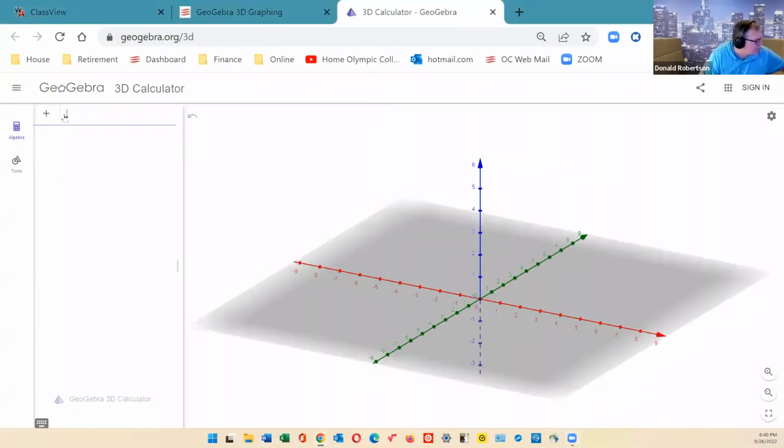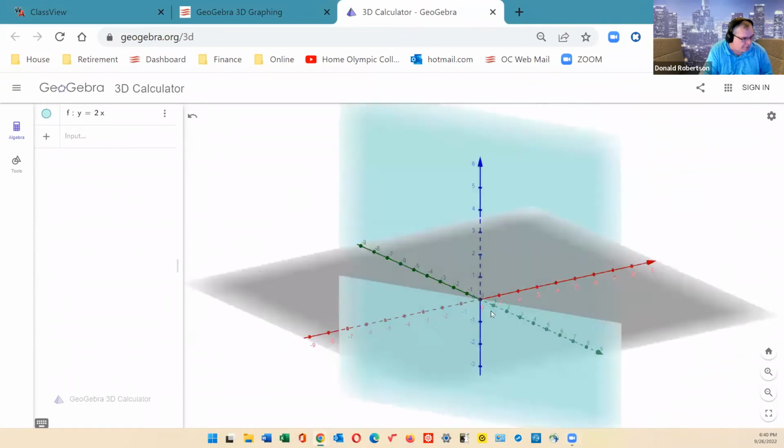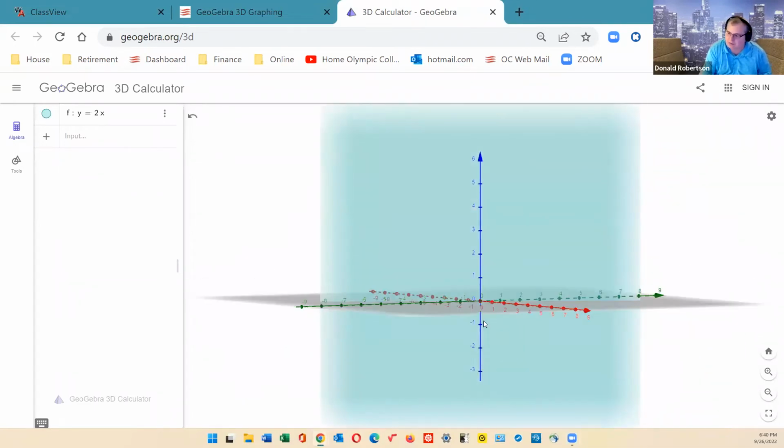Right, so if you go here and you say y equals, what's it going to be? 2x, yeah. And you go y equals 2x. Do you see that the answer you get is all the points on this plane? You see, it's a diagonal plane. You see it? It's not a line.